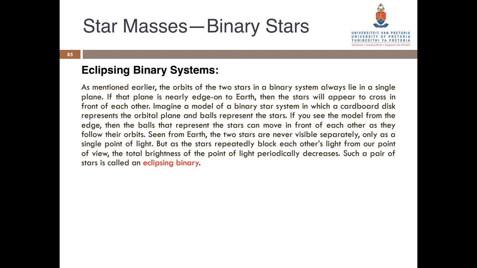Seen from Earth, the two stars are never visible separately, only as a single point of light. But as the stars repeatedly block each other's light from our point of view, the total brightness of the point of light periodically decreases. Such a pair of stars is called an eclipsing binary.